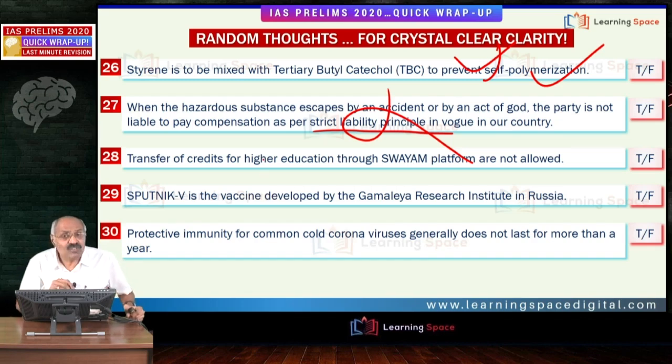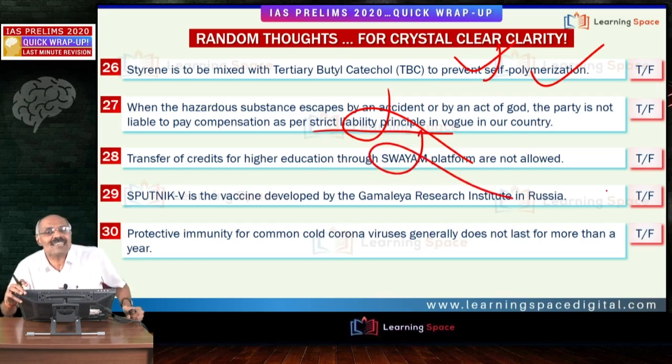Then, transfer of credits for higher education through the Swayam platform is allowed. Please correct this statement. Under the Swayam platform, as far as UGC guidelines are concerned, when somebody learns through the Swayam platform, transfer of credits is allowed.